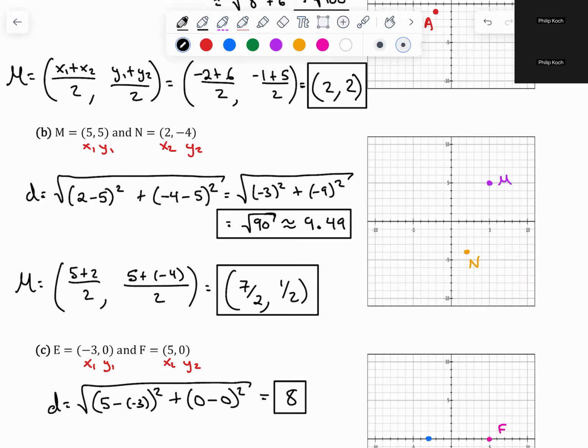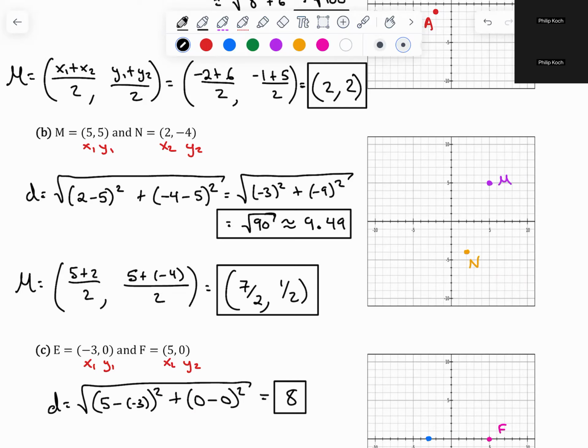So 2 minus 5, that's -3, but you're squaring it, so it becomes +9. And then -4 minus 5, that's -9, but you're squaring it, so it becomes +81. 9 plus 81 is 90. So the distance is the square root of 90. That's the exact form. And the approximate form, if we're rounding to 2 decimal places, which was what was requested, would be 9.49-ish.